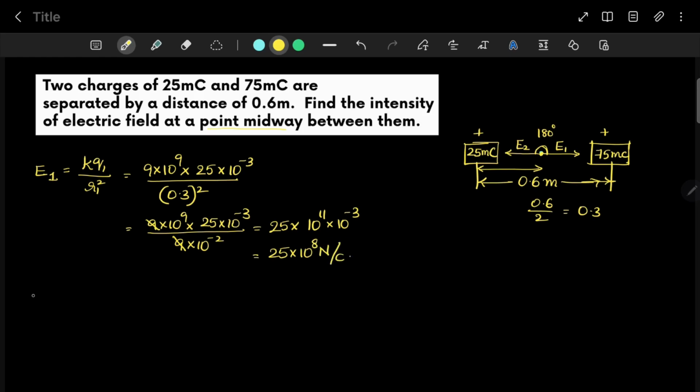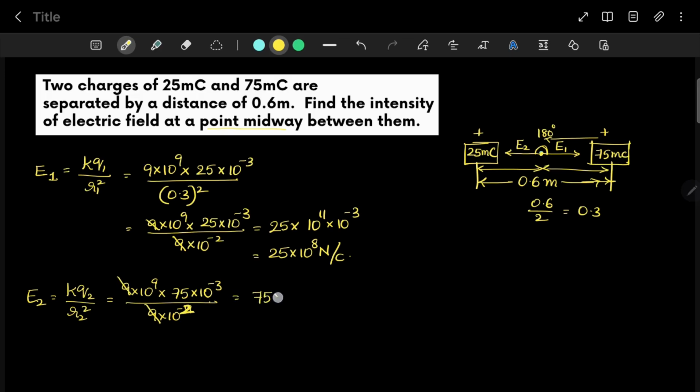Similarly, E2 will be equal to k Q2 divided by r2 square, which is equal to 9 into 10 power 9 into 75 millicoulomb. The second one, at how much distance is it? That is also at 0.3 meter, because it is lying exactly midway. When you square it, you will get 9 into 10 power minus 2. 9 and 9 cancel. Again, you will get 75 into 10 power 8 Newton per Coulomb.